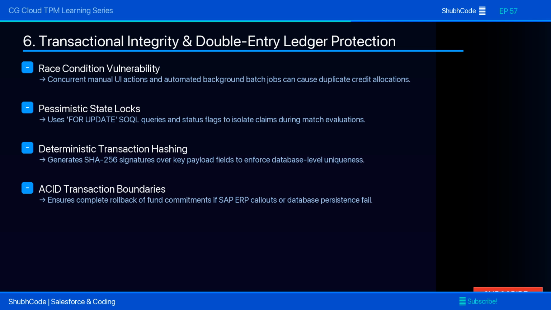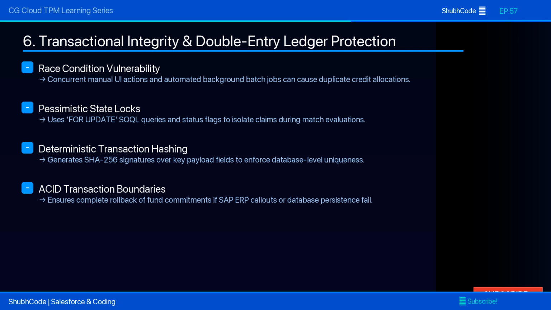your financial audits. Imagine an automated SAP sync job running at the exact same moment an account executive is manually approving a claim on the UI. If both transactions read the open tactic balance simultaneously, both will pass validation and credit the customer twice. To prevent this race condition, we implement pessimistic locking and state machine locking patterns.